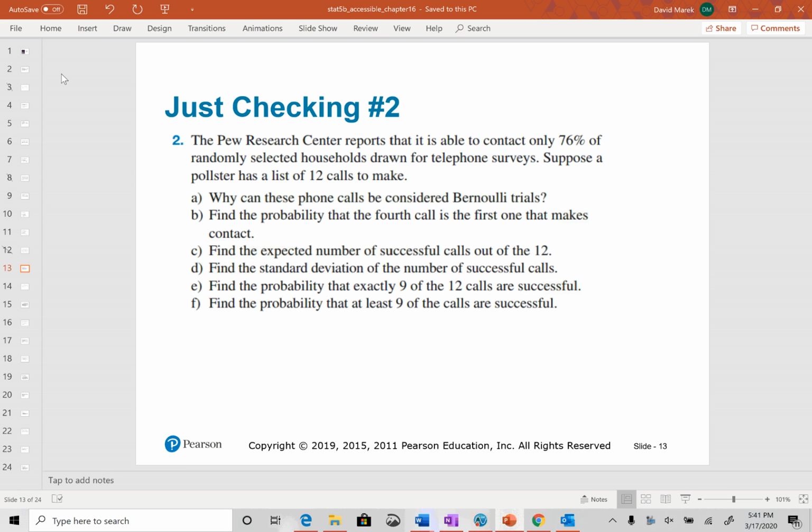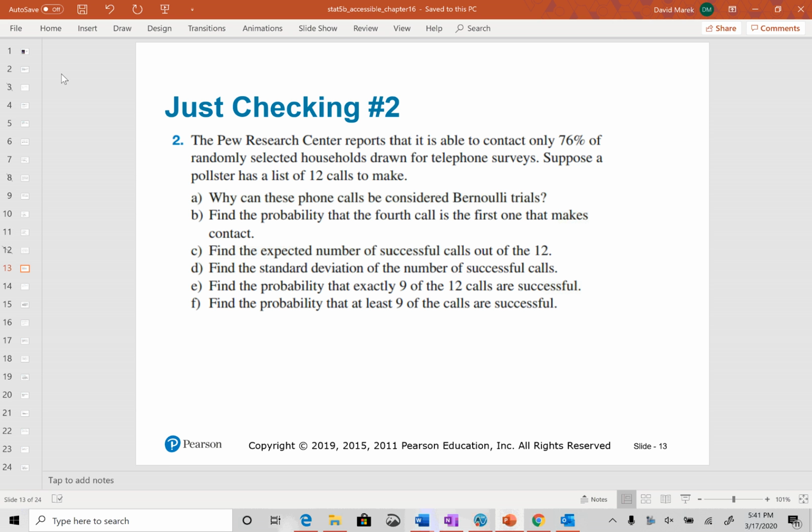Well, to me, the implication is they're calling American adults. And out of all the people living in this country, is the 12 less than 10% of the population? Yeah, that's a pretty easy call to make on that one. And the other aspect of it, there's only 2 outcomes. Either we called the number and we got a hold of them, or we called and we didn't. Okay.